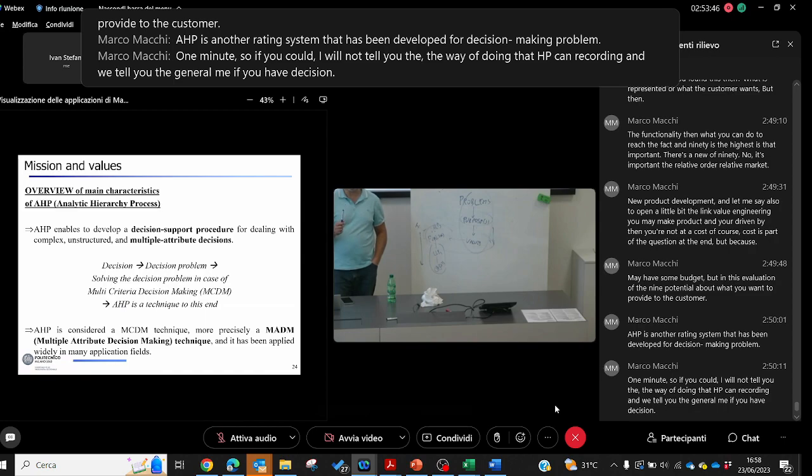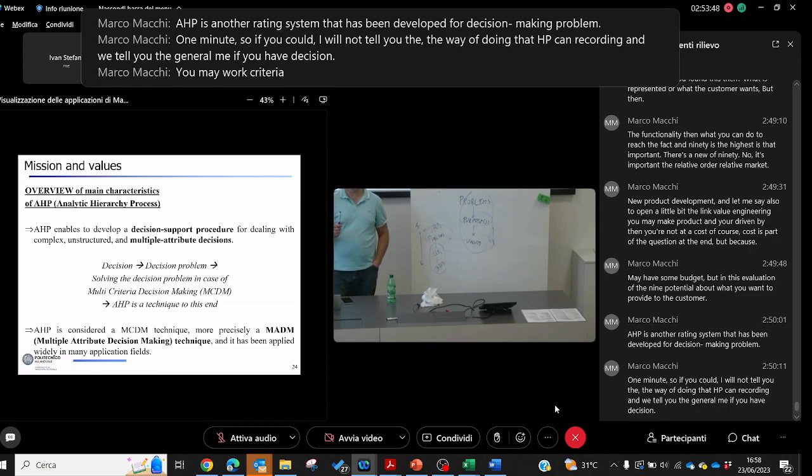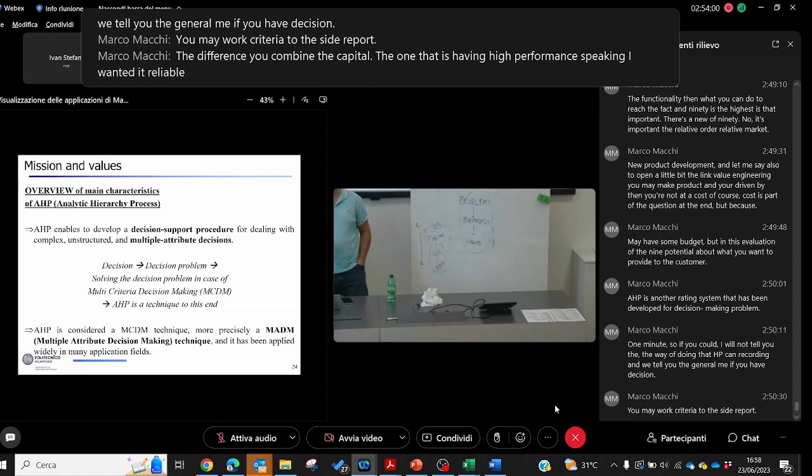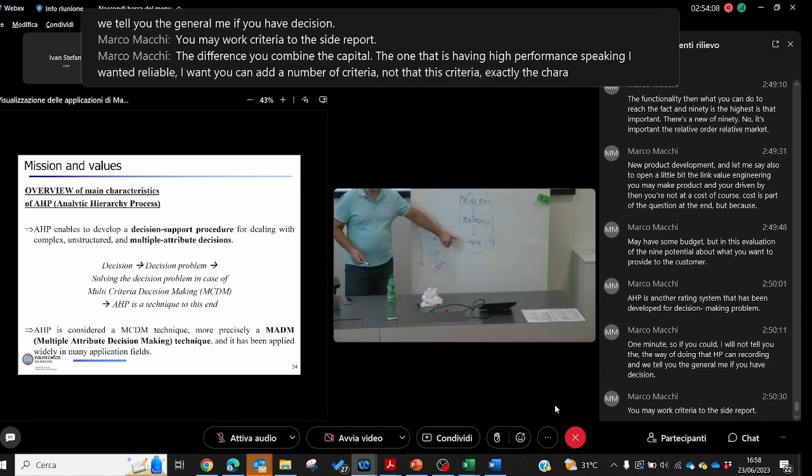you have more criteria to decide upon. You have different decision criteria. You combine the car, the one that is having high performance, speed, the one that is reliable, the one with low consumption. You can have a number of criteria. Note that these criteria are exactly the characteristics that relate to the concept of value.